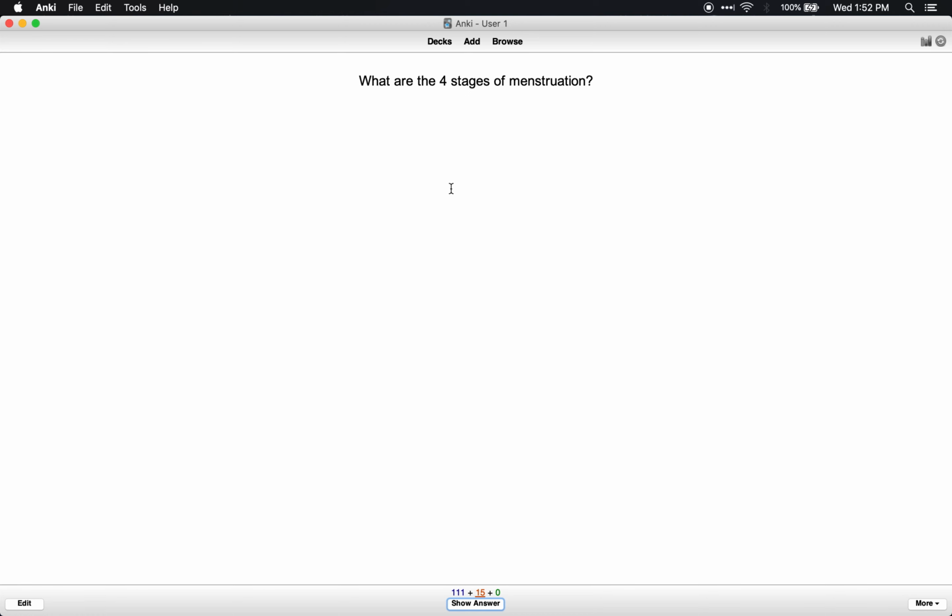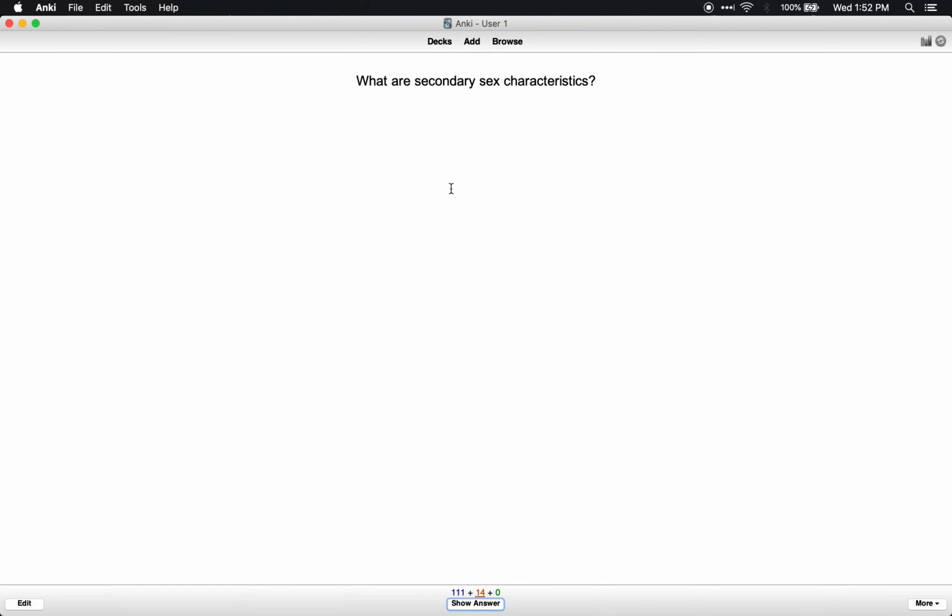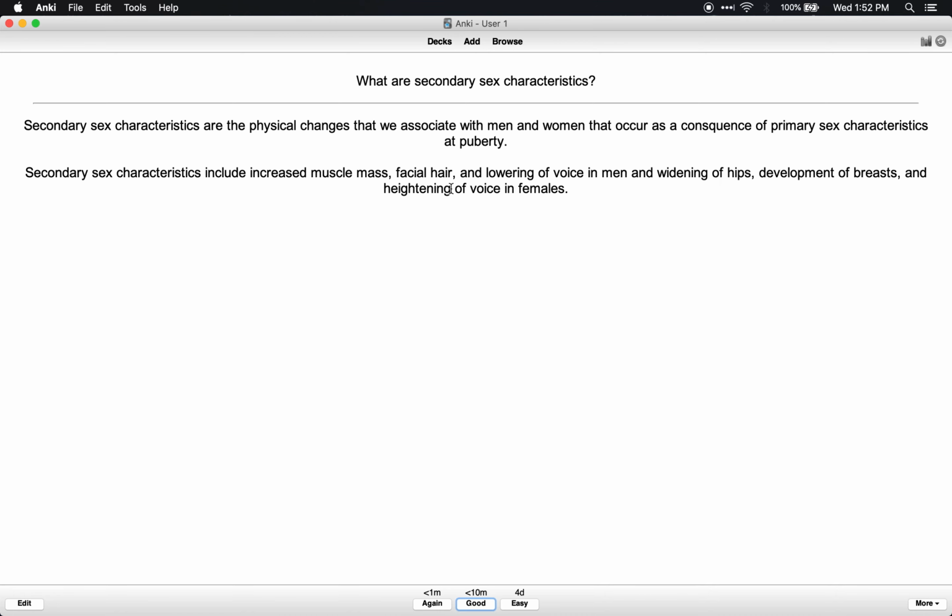Four stages of menstruation. We have the follicular phase, ovulation, luteal phase, and menstruation itself. Secondary sex characteristics are the physical changes we see with puberty.